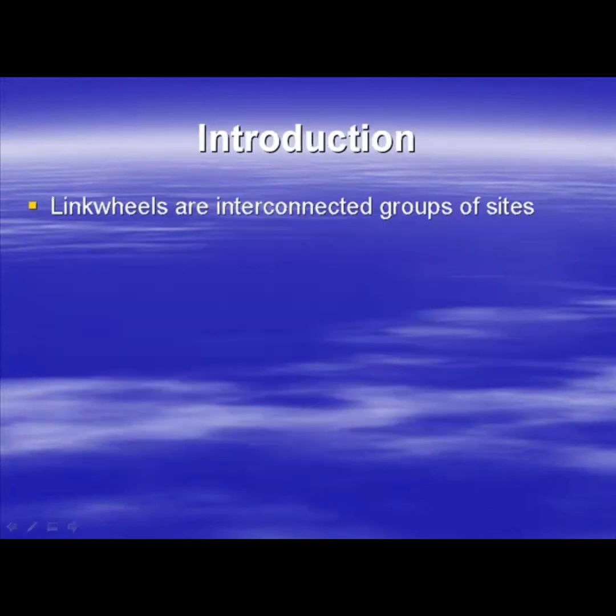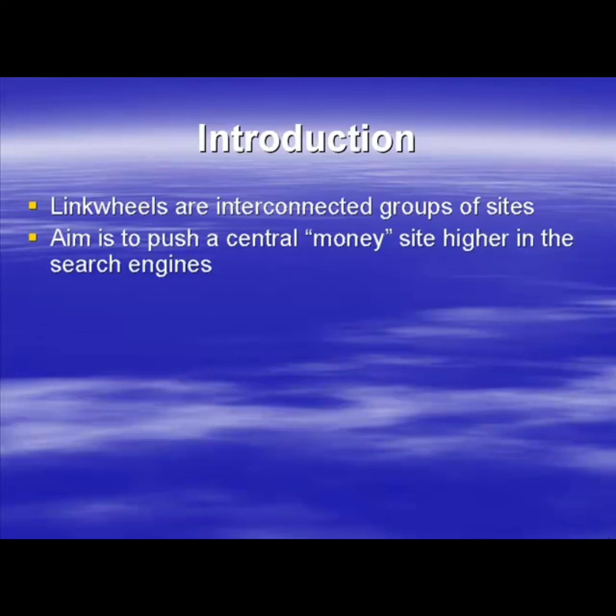So let's talk about link wheels. Well, what are they? Link wheels are basically interconnected groups of sites. They're a set of Web 2.0 properties that link to each other and push a central money site higher in the search engines. So basically you can think of it like a wheel. Each spoke of the wheel is a link from an external site. In the middle of the wheel is what we call your money site. Your money site is the site that's going to earn you money directly. So it could be your sales letter, your AdSense site, your CPA offer, whatever it might be. It's all there, all in the middle.